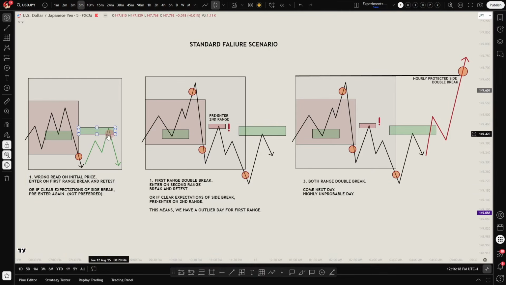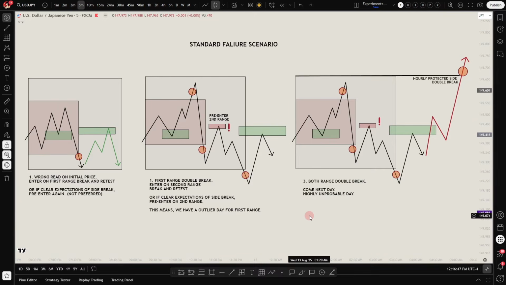2. First range double break. This scenario occurs when the initial range breaks on both sides. Statistically, this is a low probability day. If it does occur, forget about the first range entirely. Shift focus to the second range, wait for its break and retest. If you already expect one side of the second range to break, you may take a pre-entry there. Consider this an outlier day for the first range.